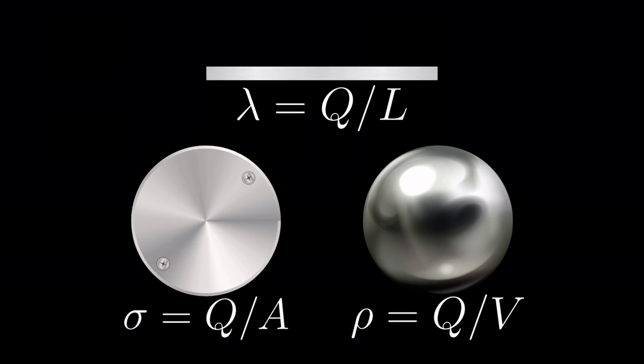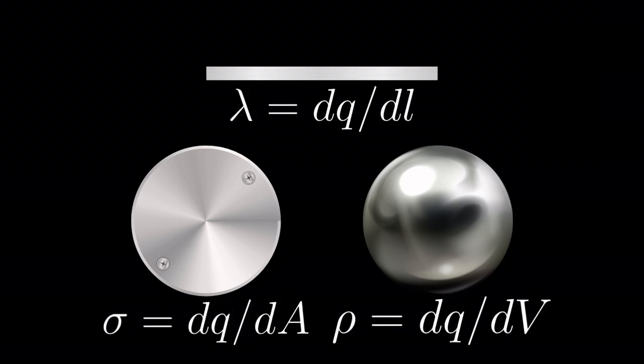So we can infinitesimalize them in order to figure out how much charge takes up how much length, area, or volume. If you don't know how to infinitesimalize something, all you do is take the initial quantity and replace it with the infinitesimal version of that quantity. So in our case, we would take Q and replace it with dQ. Then we relate that to the infinitesimal length, area, or volume that it takes up, so dL, dA, or dV.